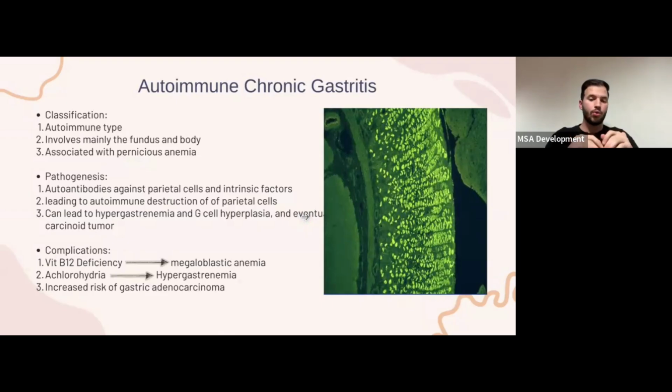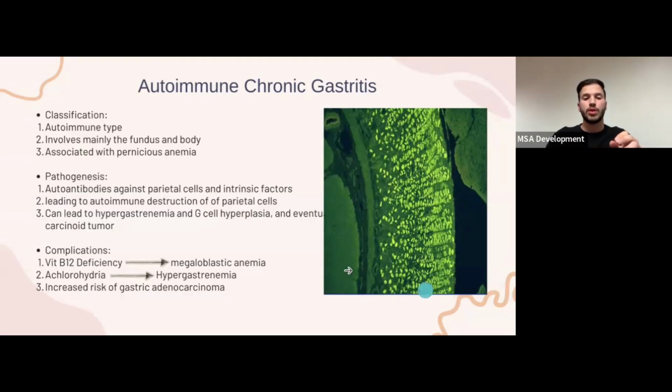Why? First of all, we'll discuss how it happens and why it's associated with pernicious anemia. We'll have autoantibodies against the parietal cells and intrinsic factor. This will lead to the destruction of the parietal cells. As we know, the parietal cells secrete hydrochloric acid and the intrinsic factor, which are essential for the digestion and absorption of vitamin B12.